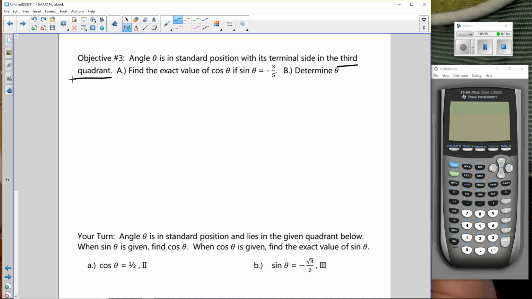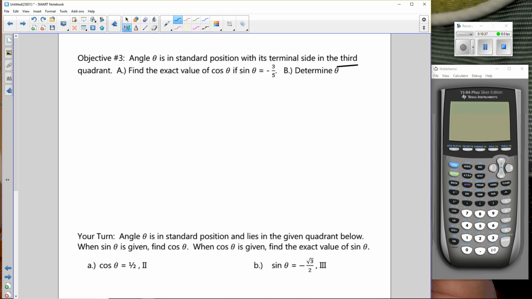They want us to find the exact value of cosine theta if sine of theta equals -3/5. Now we know the radius is always going to be positive, because to get the radius you have to square x and you have to square y and you add them together. When you square a negative number, as you saw earlier, it always ended up being a positive number. So the radius is always going to be a positive value.